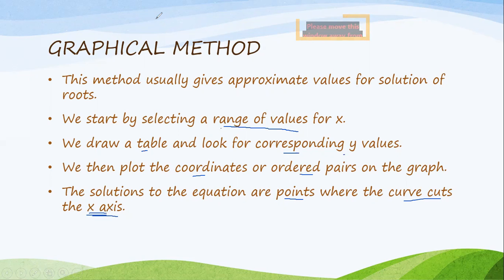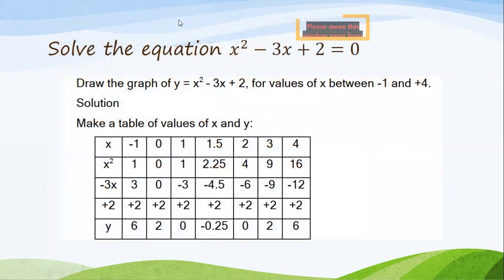If we look at an example of how we use the graphical method, in this example, we are required to solve this quadratic equation here. So the first step is we draw a graph. We are supposed to draw this graph here. So we select points between -1 and 4. Those are the points that we selected. So we now tabulate them in a table from -1 to 4. That is the range of values that we selected.